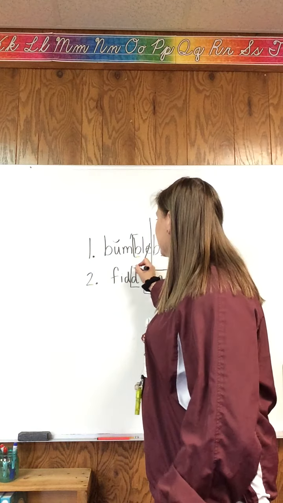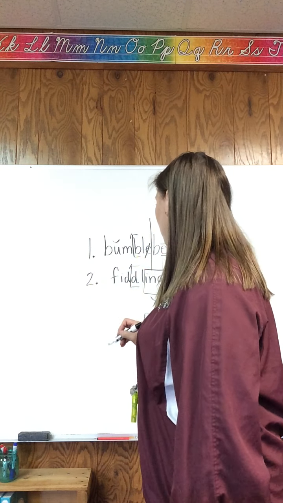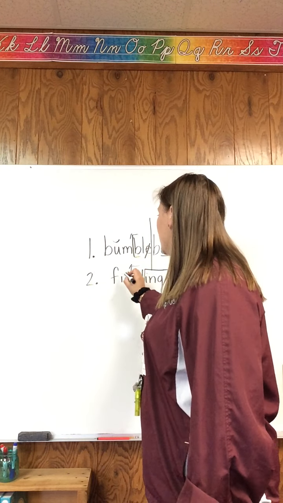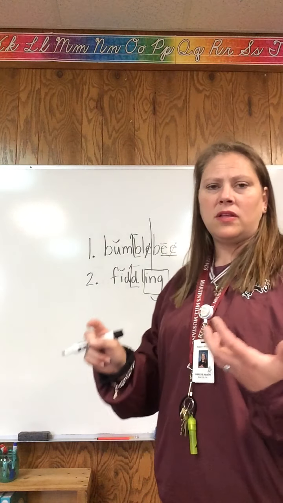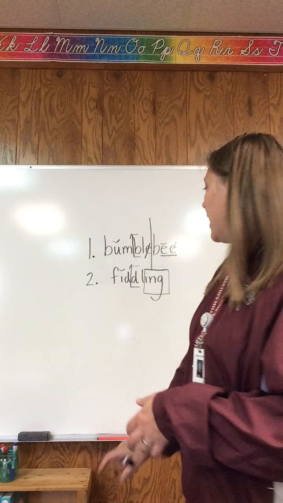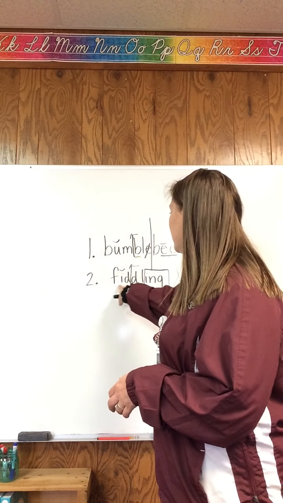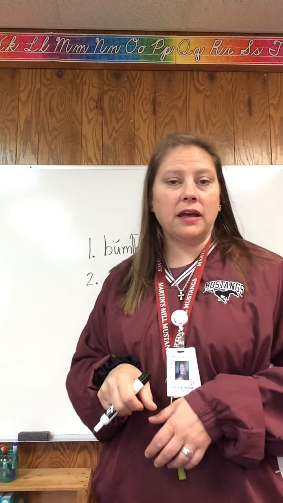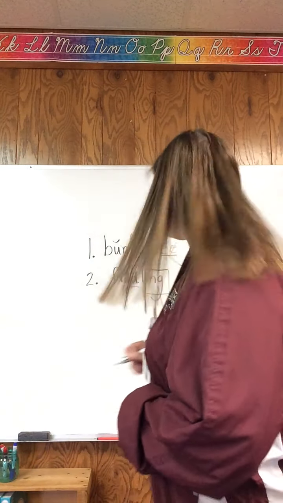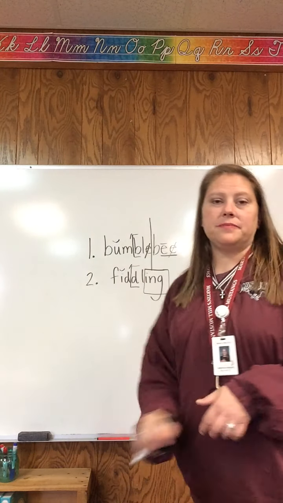Again, we know an accent's going to come before a final stable syllable. This I, because it's in between the two consonants, is going to be short. So let's go ahead and begin sounding that out. Fid, fid, dull, ing. Fiddling. I heard my neighbor fiddling. Okay? So there you have it. If you have any questions about this page, let me know.